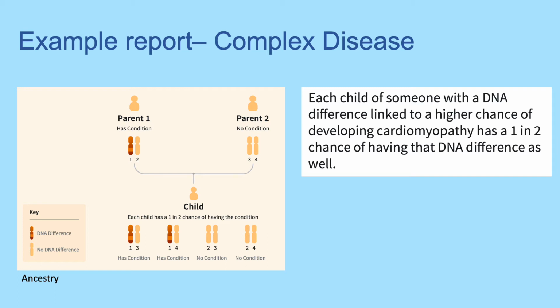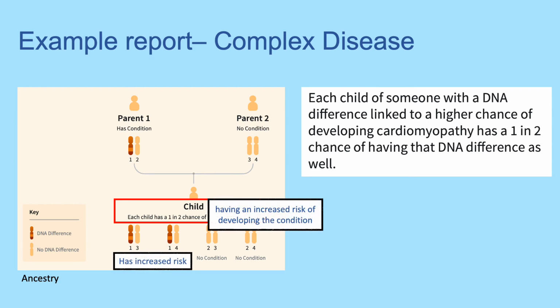This report shows the inheritance pattern that occurs when one parent has a variant putting them at an increased risk. It shows that your child would have a 1 in 2 chance of having the condition. However, Pam and I agree that a better description of a case like this would be that there would be a 1 in 2 chance of your child having a higher risk of getting the disease, since it's not certain that they will get it, even if they have the variant.